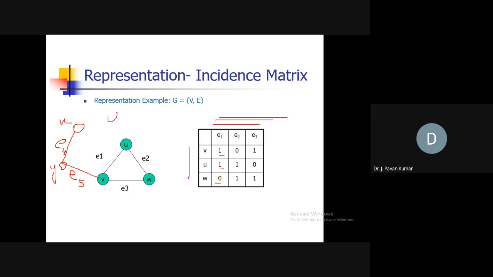Okay, let us consider Z as well, like this. Now how many rows will we be having? How many rows in the incidence matrix? 5 or 6? 6 vertices we are having, so 6 rows we will be having.